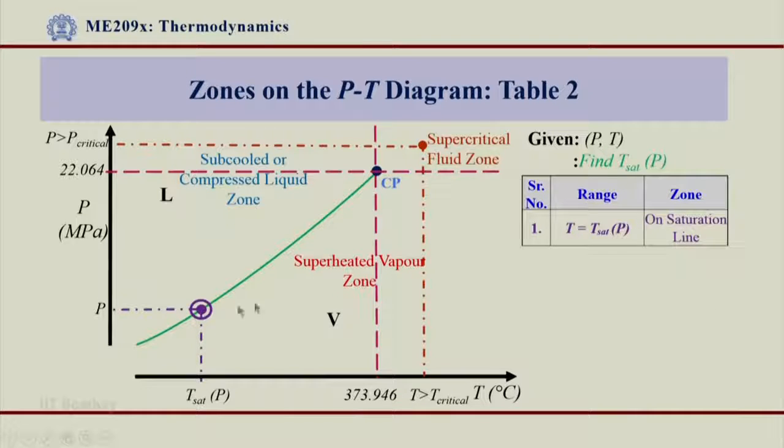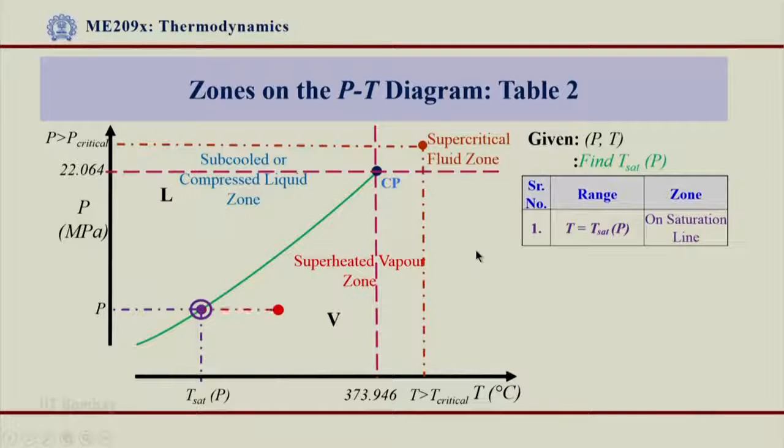I find T sat P, and in the first case, if the given T value is equal to T sat P, then I know that our system lies on a saturation line, as was the case with table 1 when the pressure was equal to P sat T. Here the first case is referring to temperature equal to T sat P. That means this state lies on the LV saturation line. It also means that the given point is nothing but P sat T and T sat P. The coordinates of these points are the respective saturated pressures and temperatures.